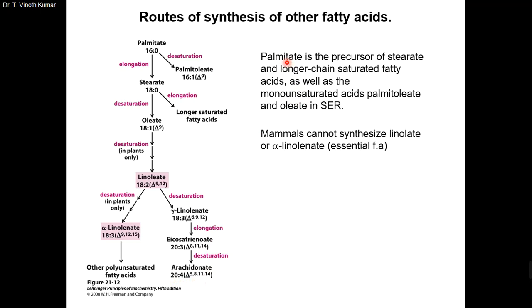So palmitate is a precursor of stearic acid, and palmitate is the starting material of all the fatty acids. With further elongation, which may happen in the smooth endoplasmic reticulum, mammals cannot synthesize linolenate or linoleic acid. So that is why they are called essential fatty acids. Both linoleic acid and linolenic acid are not formed by mammals. That is why they are called essential fatty acids. They are required for life.